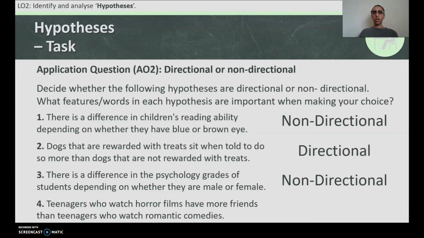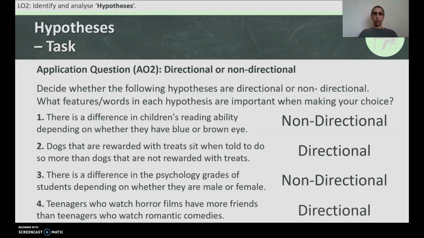Teenagers who watch horror films have more friends than teenagers who watch romantic comedies. Right? Is that directional or non-directional? One-tailed or two-tailed? Think about the key words in there. Teenagers who watch horror films have more friends than teenagers who watch romantic comedies. Directional. You sure? Yes? Good. Directional. I'm pretty sure. Yes, I'm right. Good. I should know. Directional.